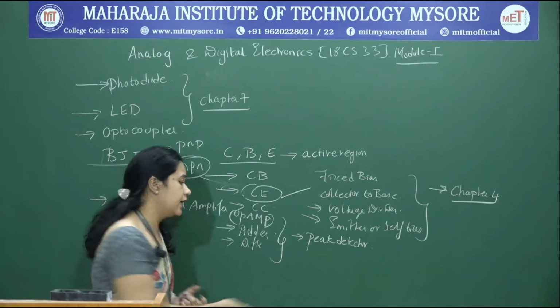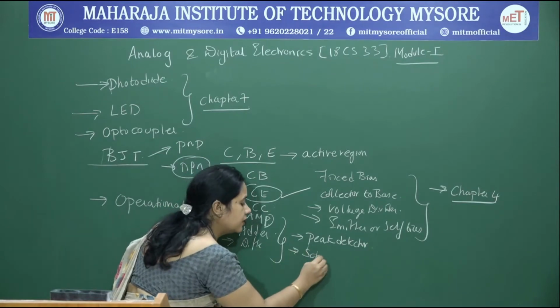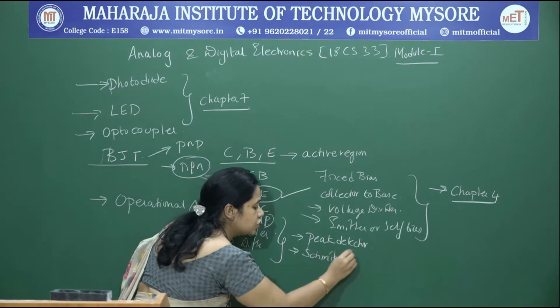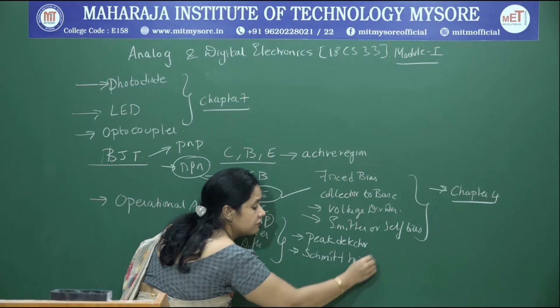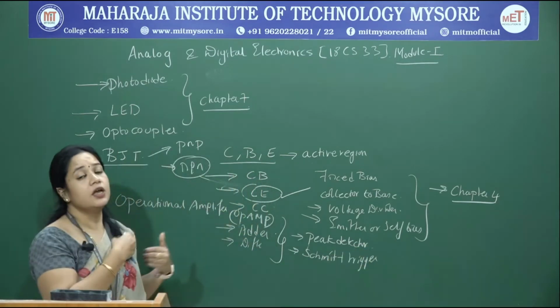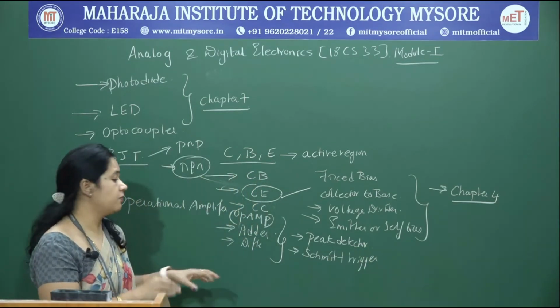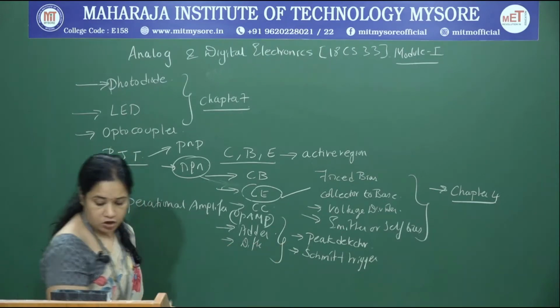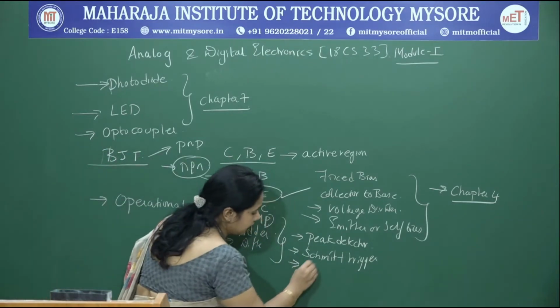the input signal. And apart from this, we have a Schmitt trigger. A Schmitt trigger is basically a wave shaping circuit which converts any shaped waveform into a square wave. And we also have various filters.